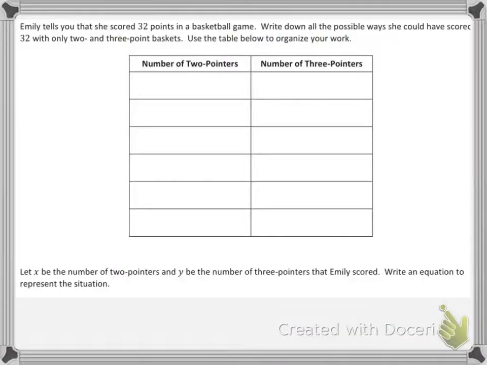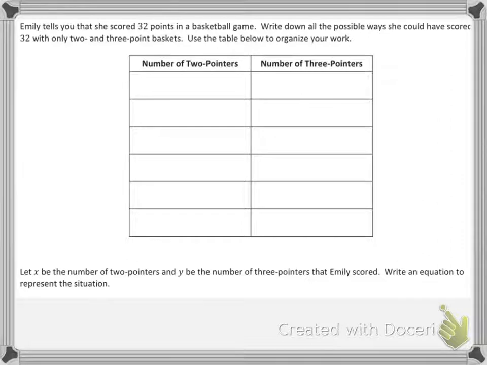Here we go. Emily tells you that she scored 32 points in a basketball game. Write down all the possible ways she could have scored 32 with only 2 and 3-point baskets, no free throws. All right, well, let's think about this and get some ideas.